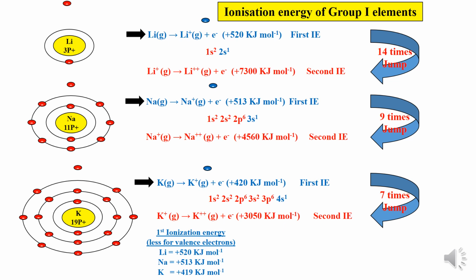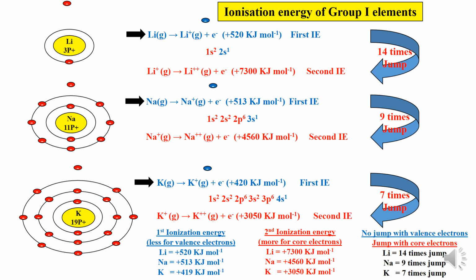So always the first ionization energy involving the valence electrons will be less. And the second ionization energy, if it is involving the core electrons, it will be more. And what is the takeaway from this discussion so far pertaining to group 1 elements undergoing first and second ionization? There will be no jump in ionization energy with valence electrons, while you see there is a jump in the ionization energy with the core electrons.